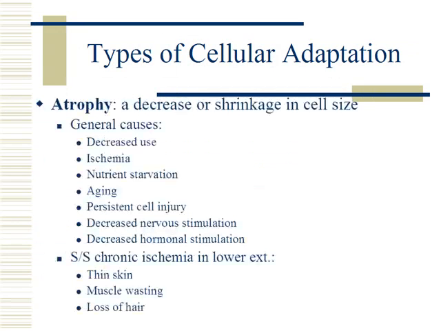Atrophy is a decrease or shrinkage in cell size. It's most common in skeletal muscle, the heart, the brain, and the secondary sex organs. You've all heard the phrase, if you don't use it, you'll lose it. There are different causes of atrophy. One is a decrease in use. Again, if you don't use it, you lose it.